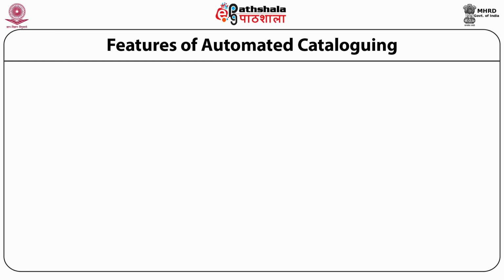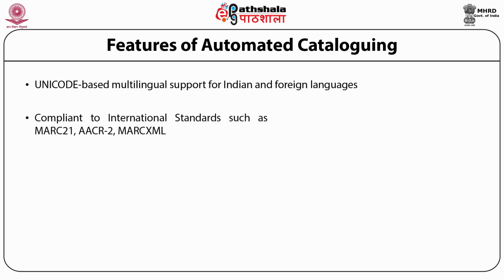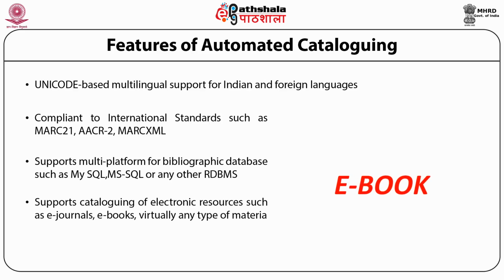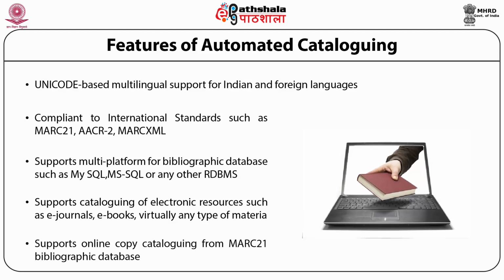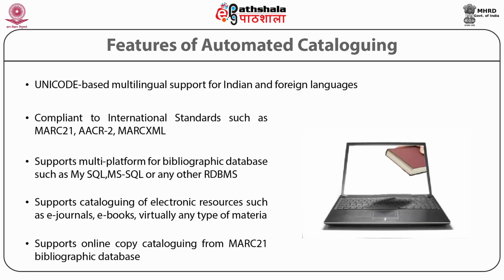Features of automated cataloging. Unicode-based multilingual support for Indian and foreign languages. Compliant to international standards such as MARC 21, AACR2, MARC XML. Supports multi-platform for bibliographic database such as MySQL, MS SQL, or any other RDBMS. Supports cataloging of electronic resources such as e-journals, e-books, virtually any type of material. Supports online copy cataloging from MARC 21 and other formats.